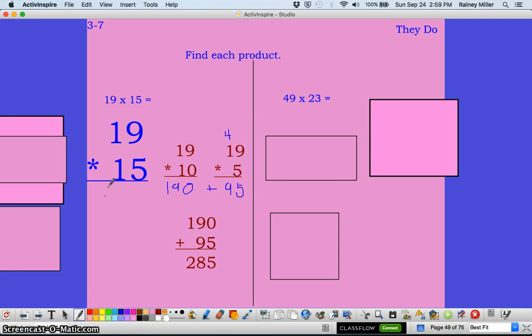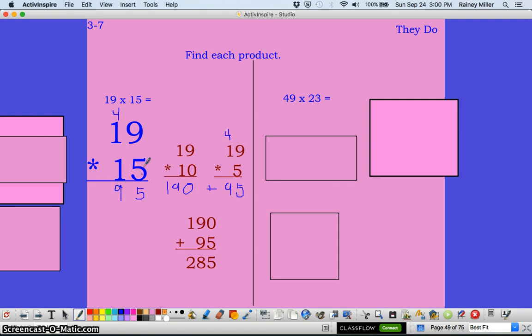Now if I choose to do it the other way, remember I pretend that this 1 doesn't exist right now and I pretend that the 5 is the only thing that's sitting there. So 9 times 5, that's going to be 45. So I put my 4 up here to carry it and my 5 down here. And then I go 5 times 1 is 5 plus 4, that's 9.